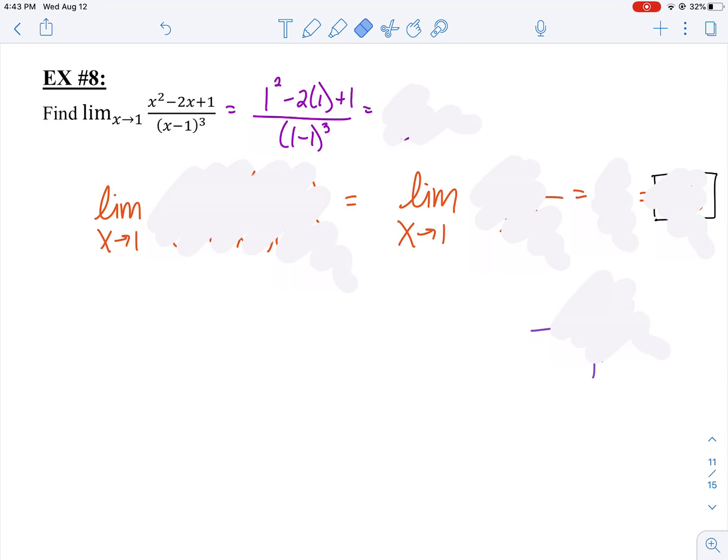When I plug in a 1, 1 squared is 1. 2 times 1 is negative 2, so 1 minus 2 is negative 1. Negative 1 plus 1 is 0. 1 minus 1 is 0, and 0 cubed is 0. So I end up getting 0 over 0.